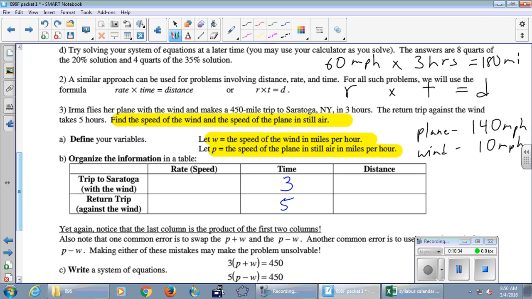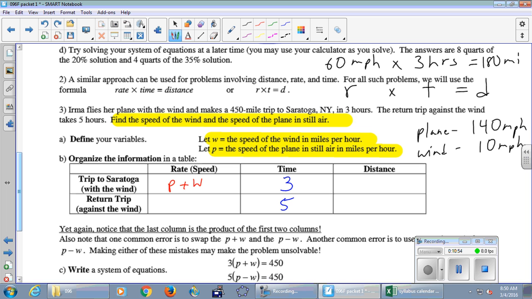So I'm hoping we buy that when the wind is helping, you just add the plane speed to the wind's speed, and that's what the plane is really doing. And when the wind is working against you, you subtract them. That's it. So let's fill that in our table. With the wind, P plus W.